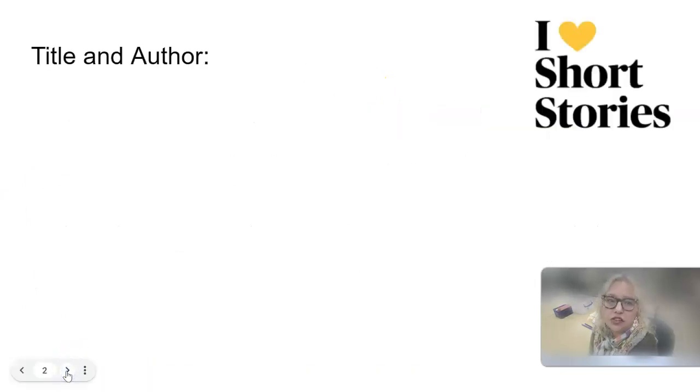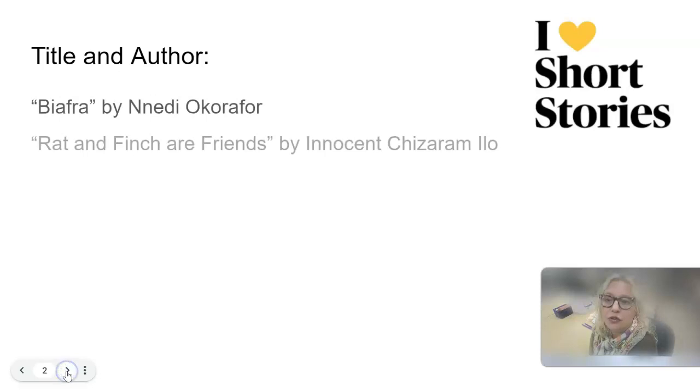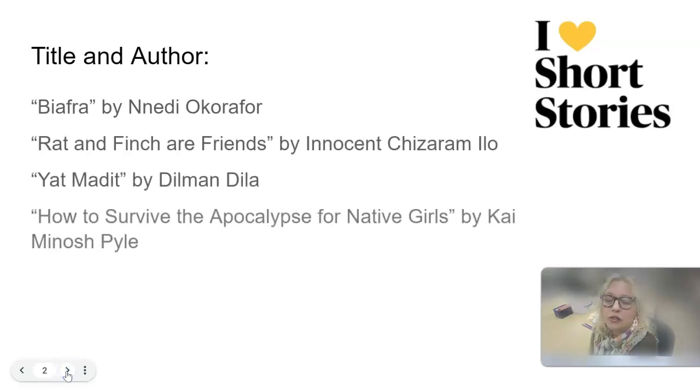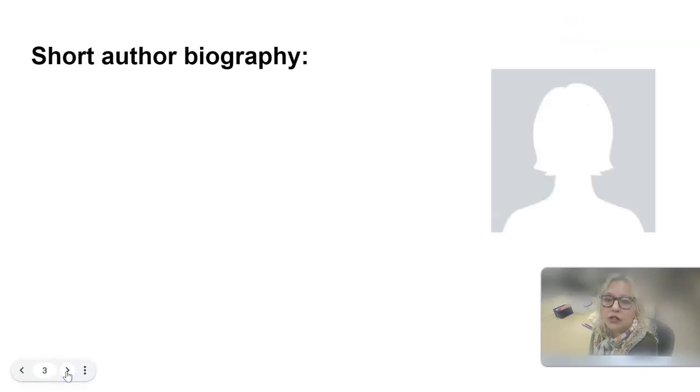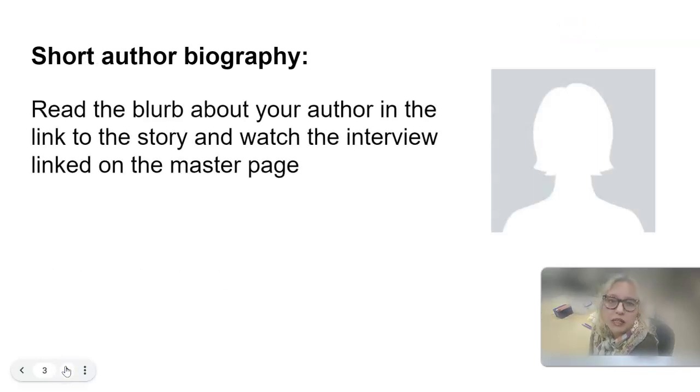The first thing is to just include the title and the author. You chose one of these, so jot that down. The next is to include a short author biography. There's a couple places you can look. You can look in the actual story that's linked in Schoology. There's an author biography on each story.